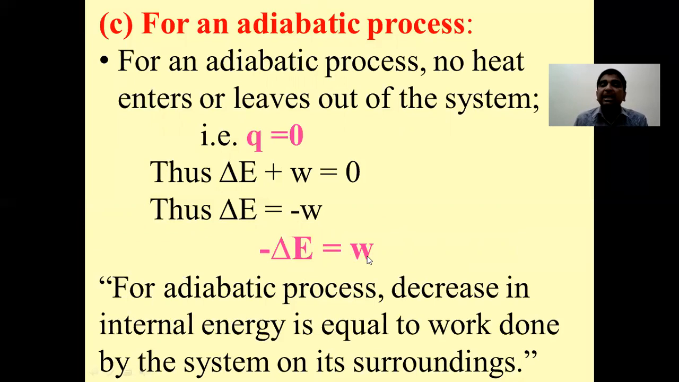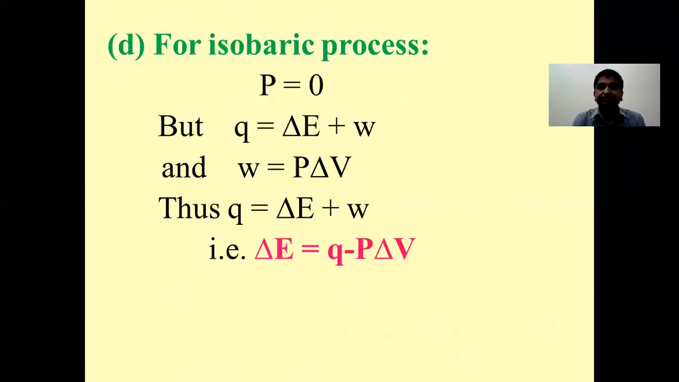So for an adiabatic process, decrease in internal energy is equal to work done by the system on its surrounding. This is a special form of the first law of thermodynamics for adiabatic process, where it states that decrease in internal energy for adiabatic process is equal to work done by the system on the surrounding. That is for adiabatic process.